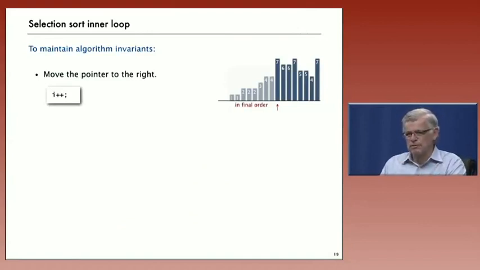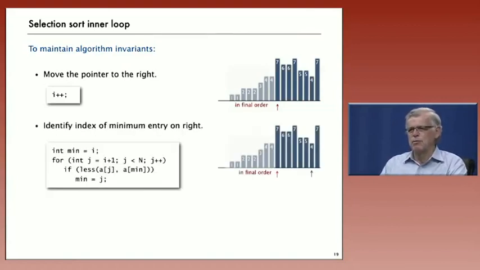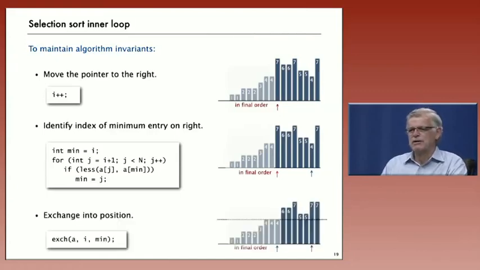So to move the pointer to the right, we increment I. So now the invariant might be violated. So we have to fix it. It might be violated because you might have an element to the right of the pointer that is smaller than the element on the pointer. So what we have to do is identify the index of that minimum entry and exchange it. Then once we've exchanged it, again, we've preserved our invariant. After that point, no element to the left of the pointer is going to change, and there's no smaller element to the right.